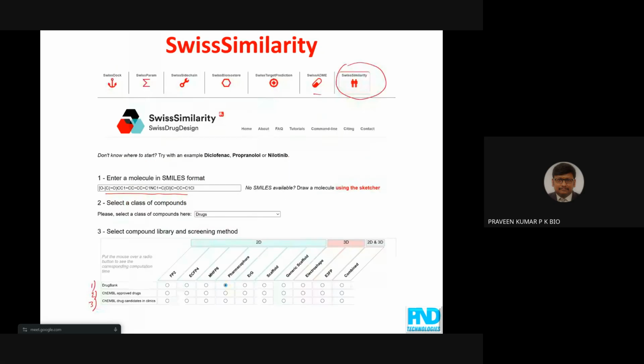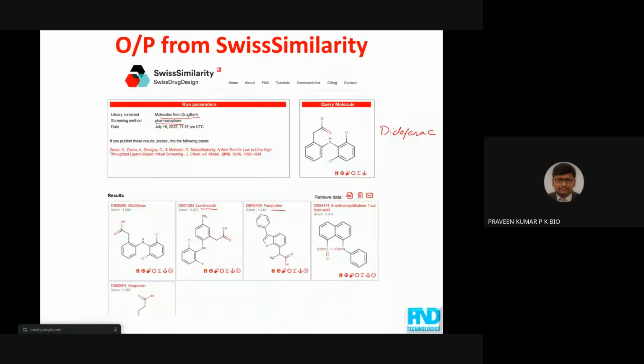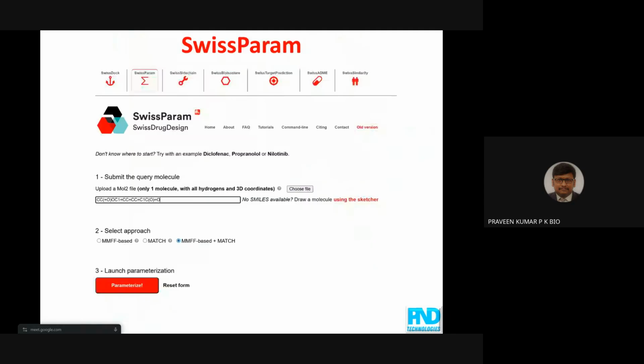If you change anything else, other than DrugBank pharmacophore, if I choose something like a DrugBank scaffold, you may get different results. But you get the most similar drugs to whatever input we have fed. So this is how we can use Swiss Similarity. The next tool illustration is on Swiss Param.